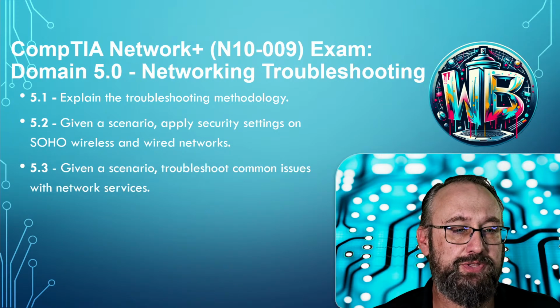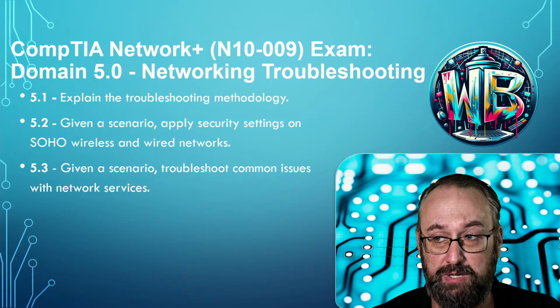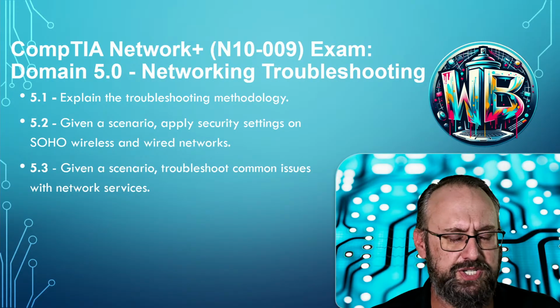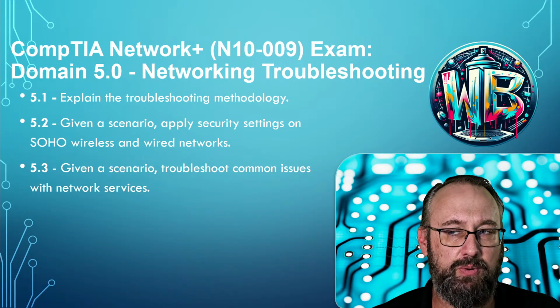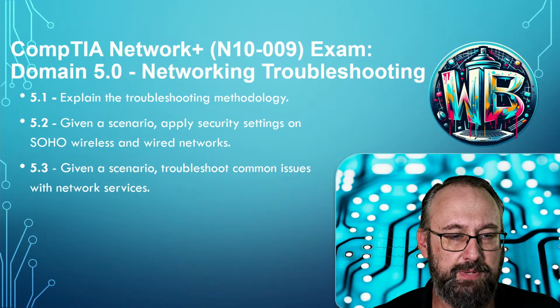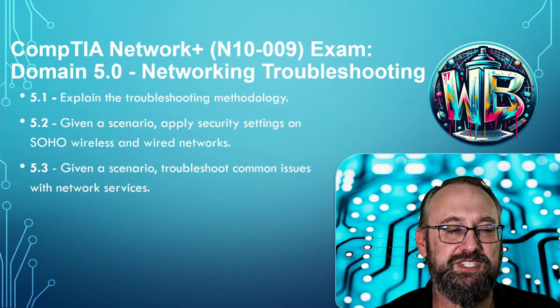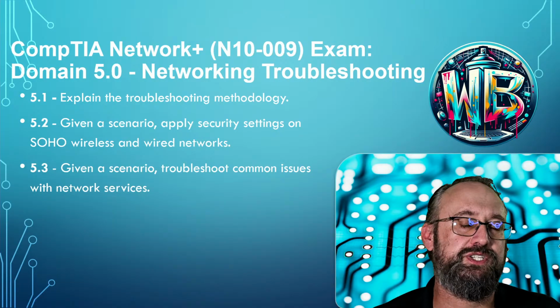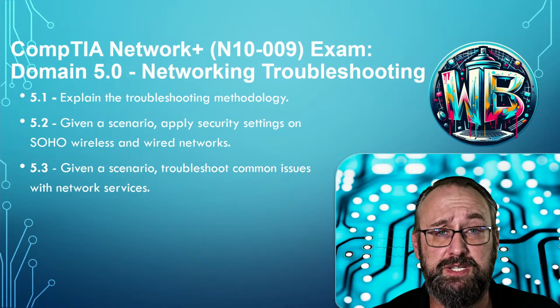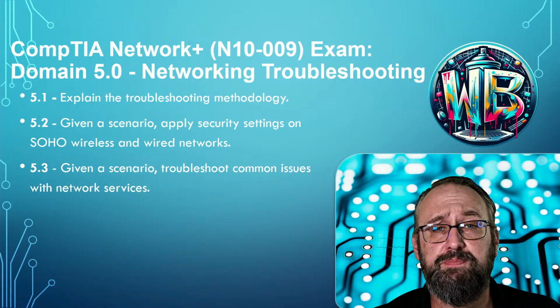When we look at 5.3, this is wireless. We're going to be troubleshooting issues with network services. We will see, I jumped ahead of myself there. This is common issues with network services. This is where you're going to have to troubleshoot things like switching issues, for instance, STP, spanning tree protocol, and some things around that, right?